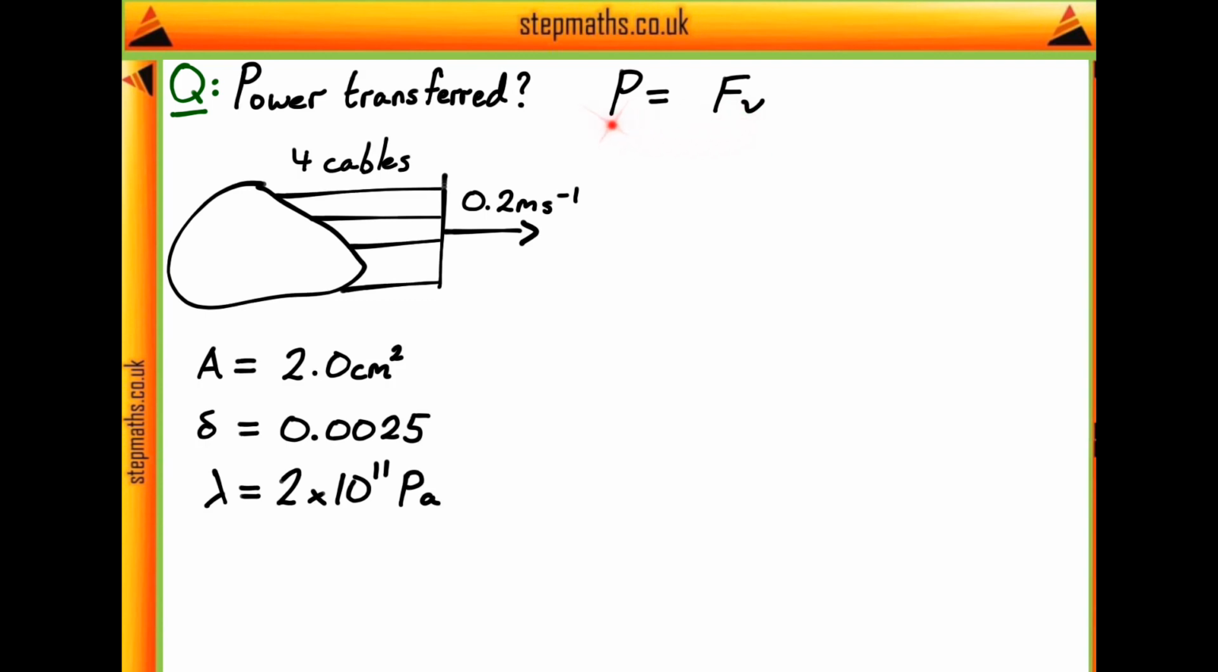Here, the power being transferred through one of the cables is going to be the force the cable produces multiplied by the velocity. The total power produced by the cables is just going to be 4 multiplied by this, since we have 4 different cables. Now this is quite handy because we have the velocity, we know the rock is moving at 0.2 meters per second, but unfortunately we do not know the force that the cables are pulling with.